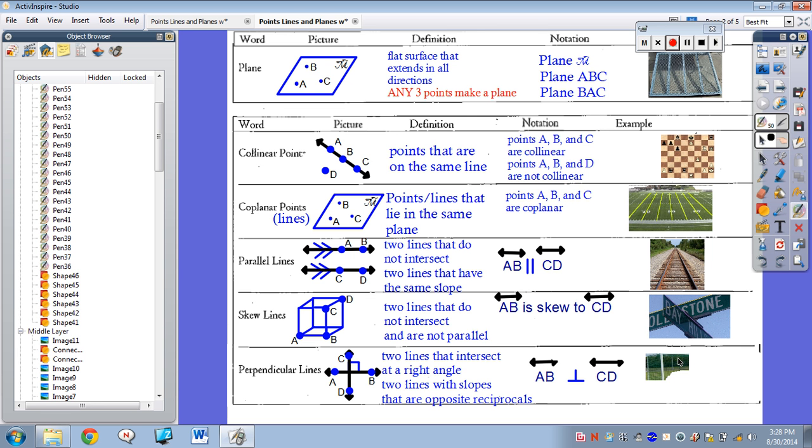Okay, for an example of perpendicular, you have a soccer goal, and if you look down at this corner right here, that little red mark is your 90-degree angle. This is one line, and this is another line going up, and since they both intersect at a 90-degree angle, those two posts of the goal must be perpendicular to one another.